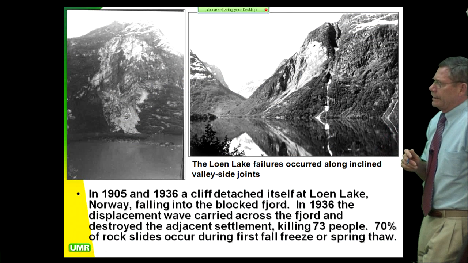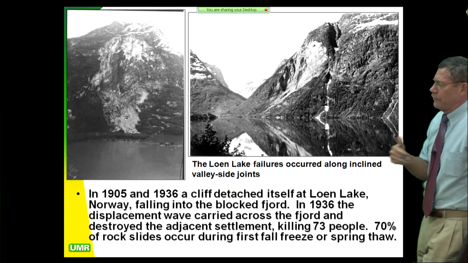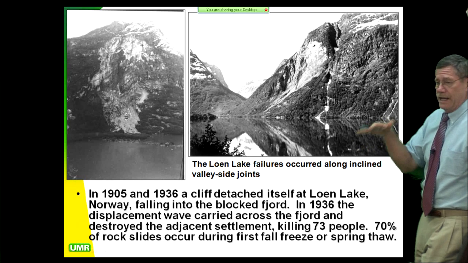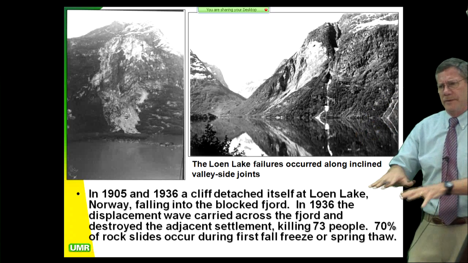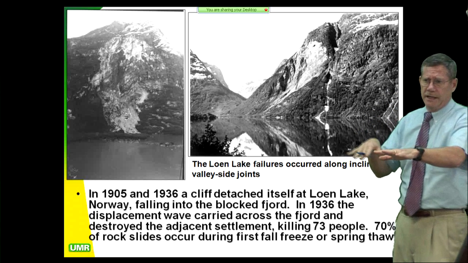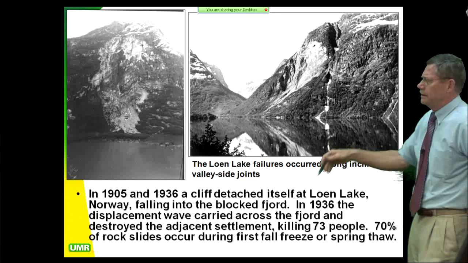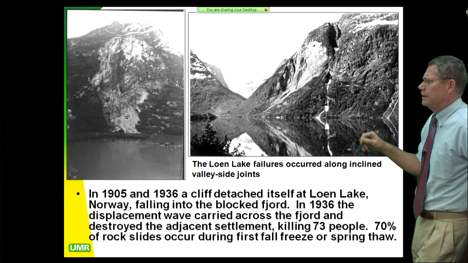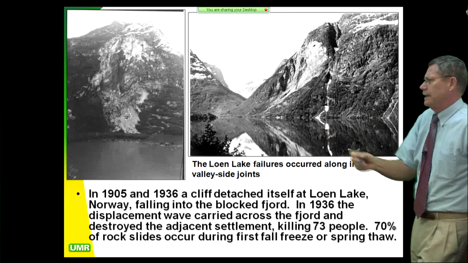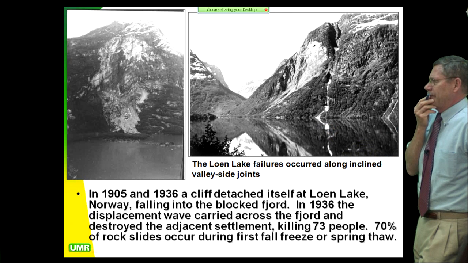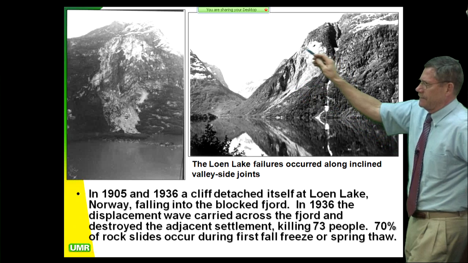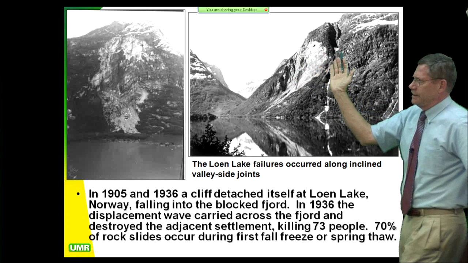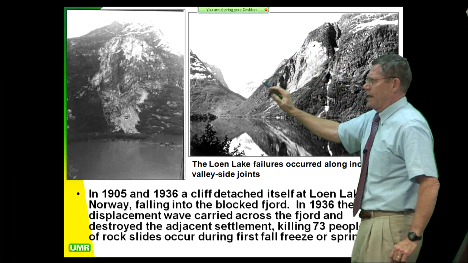And at Lone Lake, this is a former fjord, and it's landlocked because the mountain failed, came down, and built a dam between Lone Lake and the open sea. So we call it Lone Lake instead of Lone Fjord. And there was a town over here on the other side. And in 1905 and 1936, the cliff detached itself along valley-side joints and came roaring down.